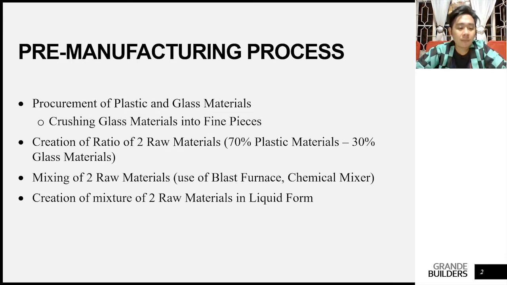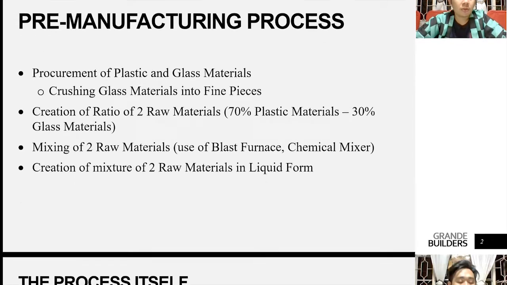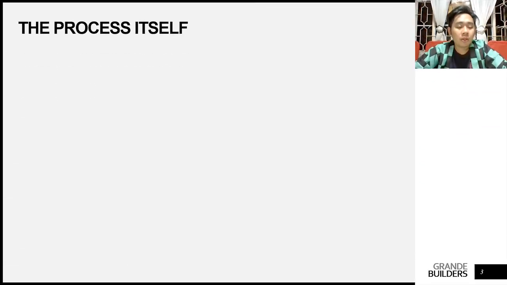And another pre-manufacturing process is the creation of a mixture of the two raw materials, turning it into a liquid form. So by attaining the glass materials and the plastic materials, and by using it in a blast furnace, the outcome should be a liquid form, making our pre-manufacturing process viable. So here, this is the process itself.